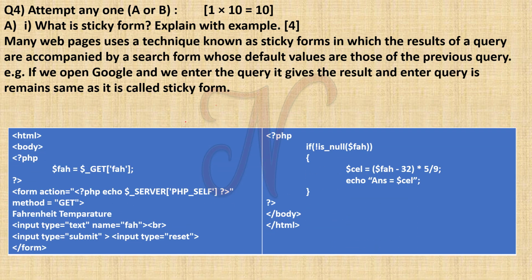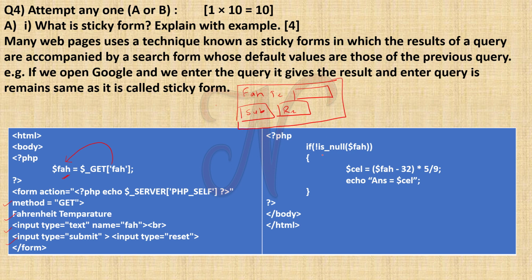Okay, so here we find the conversion of temperature from Fahrenheit to Celsius. See here, this is your HTML program. In the PHP script we set the $_GET Fahrenheit value to this $fh variable. If you run this program for the first time, this variable is empty, or null, and this form is shown in your output window. Here is the Fahrenheit temperature, the text box, and the submit and reset buttons.